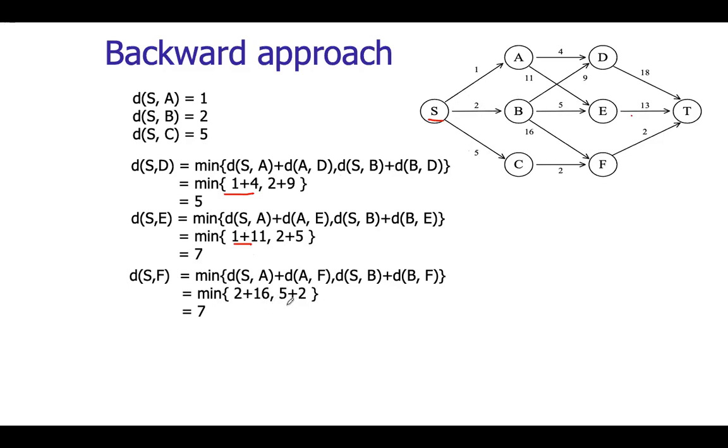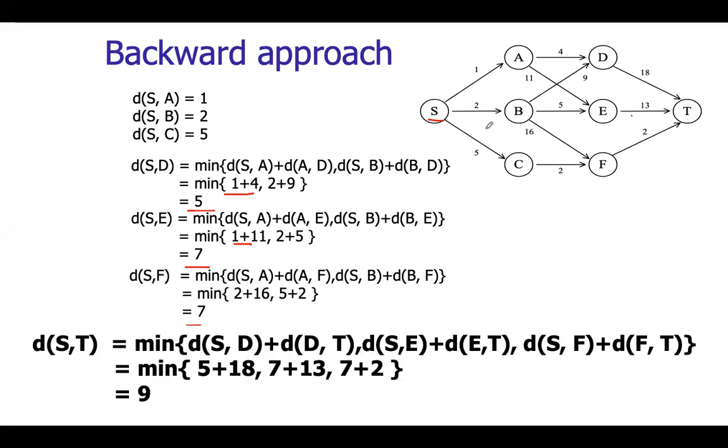Okay, 2 plus 16 or 5 plus 2. See, now we have reached from S to D, E, F through minimum distance. Okay, through minimum distance. Is it clear? First, we find out from S to A, B, C the minimum distance. Next, S to D, E, F at minimum distance possible, how to reach these nodes. And then finally, we have to find out to reach T, what should be the calculation.